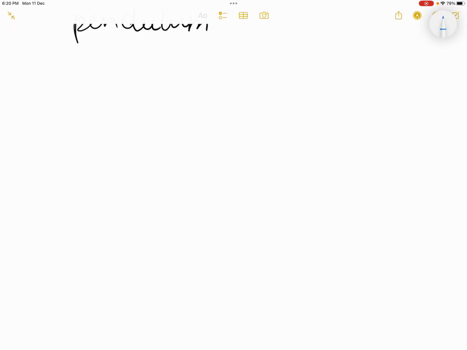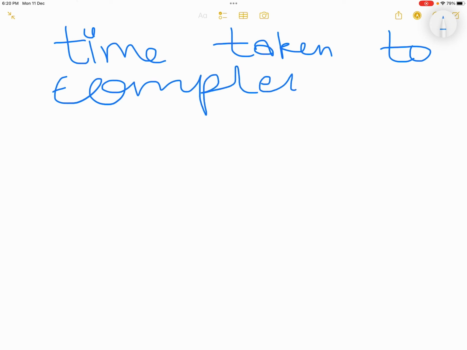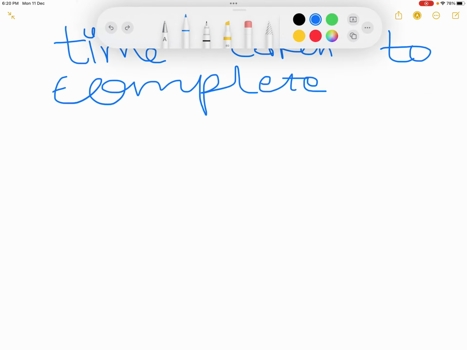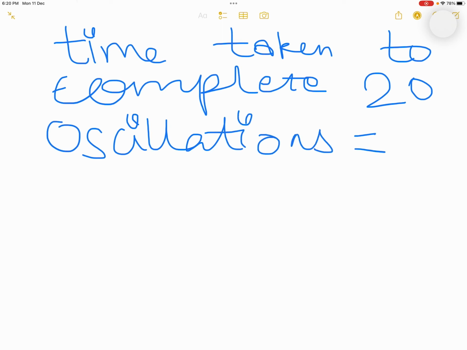So we know that the pendulum takes 32 seconds. It takes time taken to complete 20 oscillations, right? 32 is basically time. 20 oscillations is equal to 32 seconds.